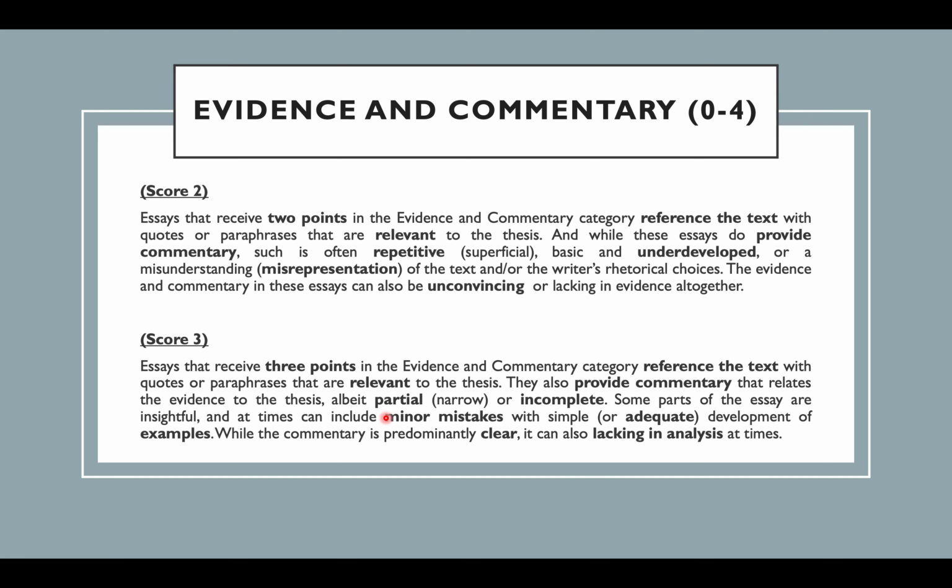I cover this information in another video, but nonetheless, here's what it says. A 2 is when you do offer some commentary, but it is repetitive or superficial. I like to think of it as basic, underdeveloped. You may misrepresent sections of the text, and your commentary altogether is unconvincing or lacks evidence. A 3 is not as good as a 4. I think the division is right between the 2 and the 3, meaning the 2 is higher than a 1, but a 3 is just lower than a 4.